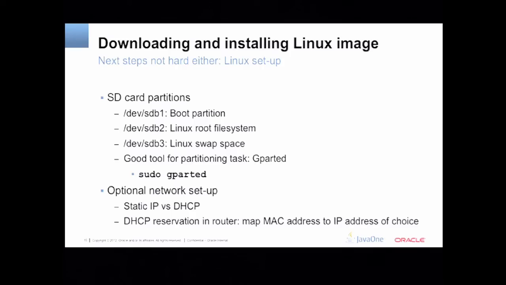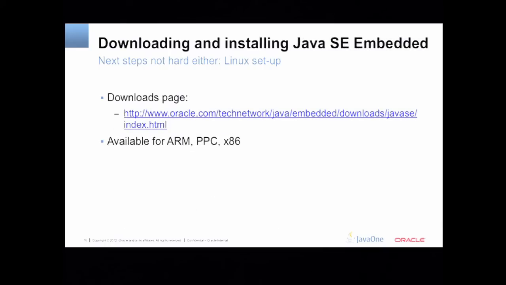Now, how do you find out what the MAC address is? You can run ifconfig or a tool like that, and it will show you the MAC address. Then you program that MAC address in your router, and you make a DHCP reservation for this system. From then on, with DHCP, it'll have a constant IP address as if you had a static IP. So that covers that. Next step is downloading and installing Java SE Embedded.